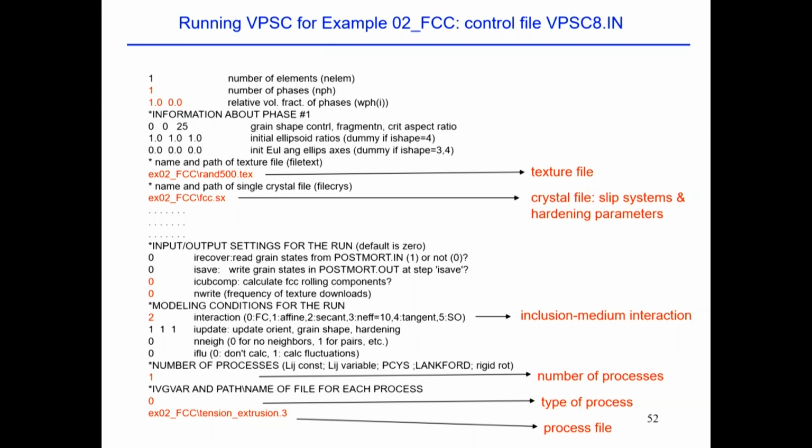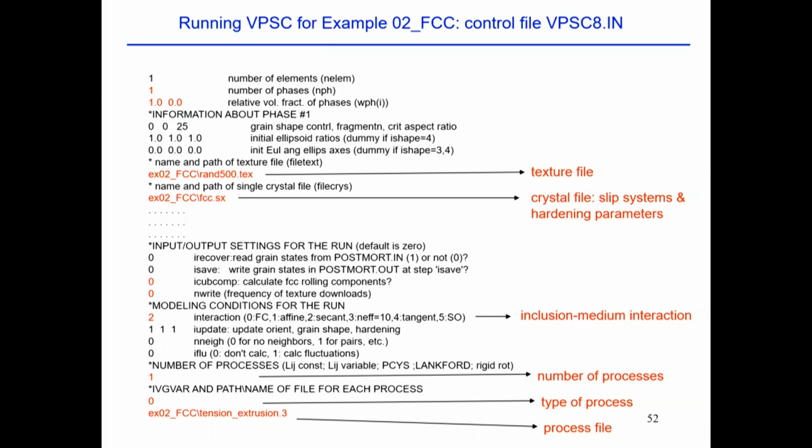This is the interaction I mentioned before. So you can use the full constraints or Taylor model. You can use the affine, which is a way of something like a tangent model, the secant, the effective, the tangent. We can play with that, or you can play with that. We are going to use in the example the tangent and the secant for a moment.